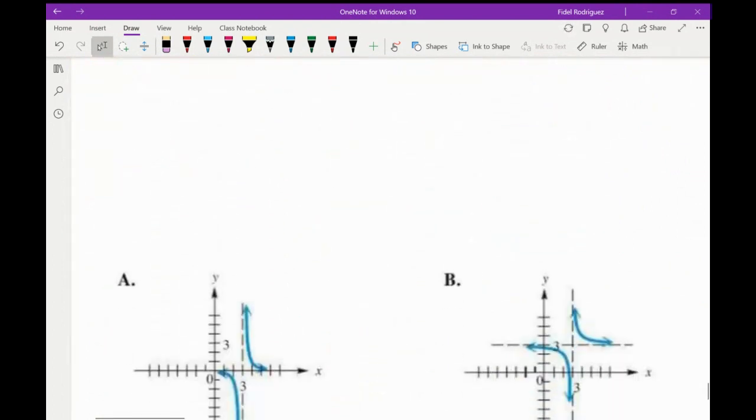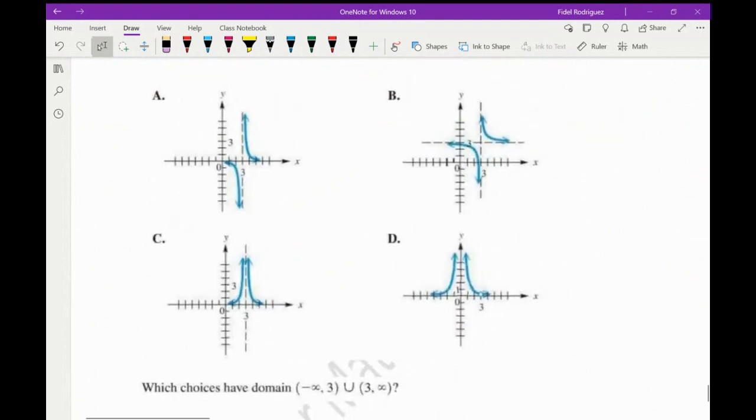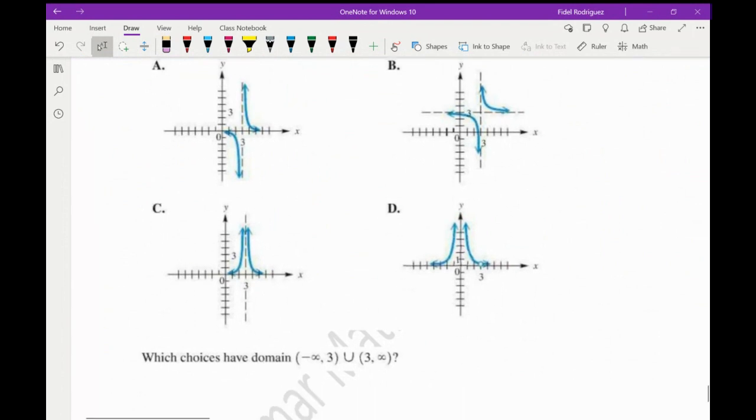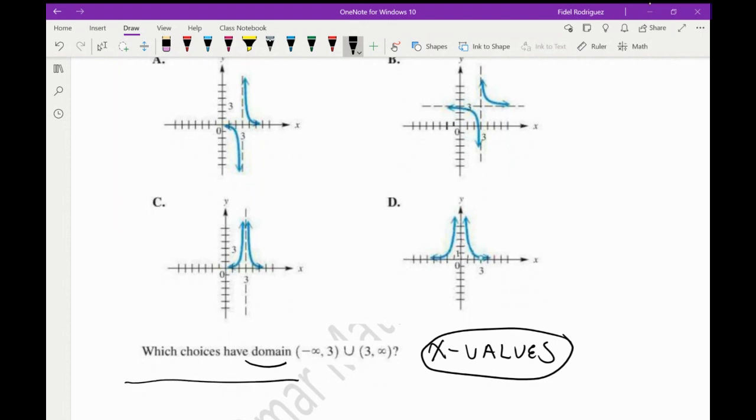So here we go. Let me go ahead and do this problem here. And it says, which choices have domains of negative infinity to 3, union 3 to infinity? Okay, so these here are what we call graphs of rational functions. These are what the graphs look like. So I want you to think about something. The domain refers to the x values, right? And if you notice what we've done is we said, look, we're going to go from negative infinity, so we're going to go all the way to the left.